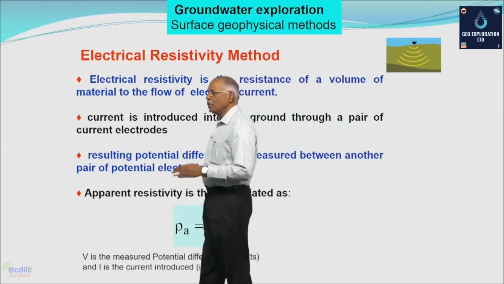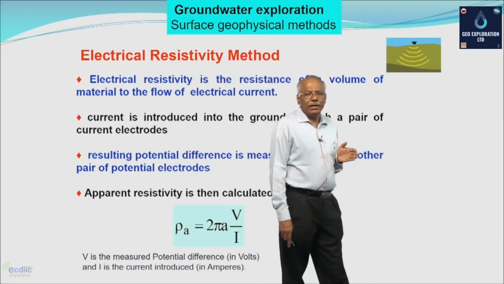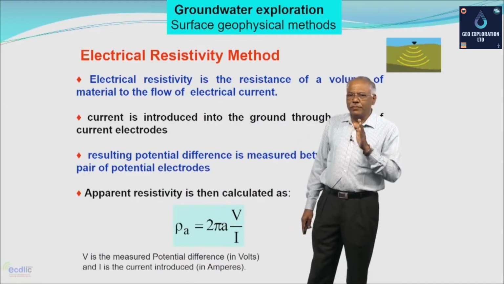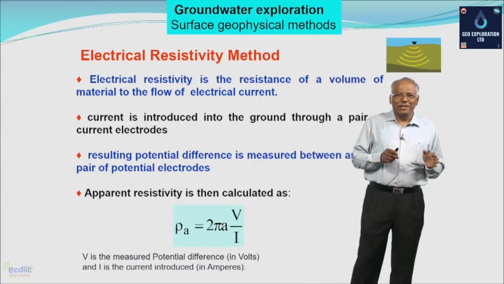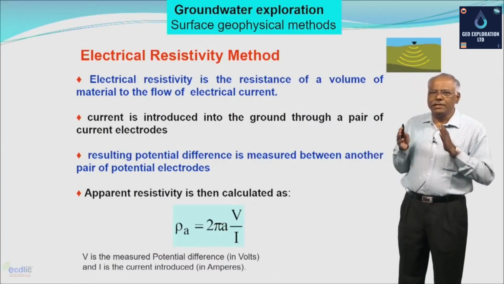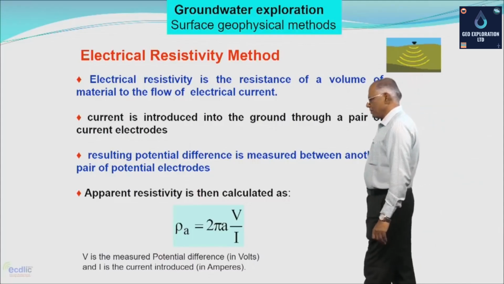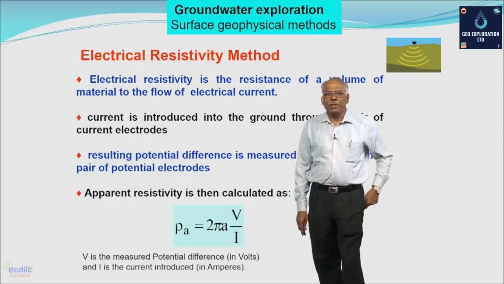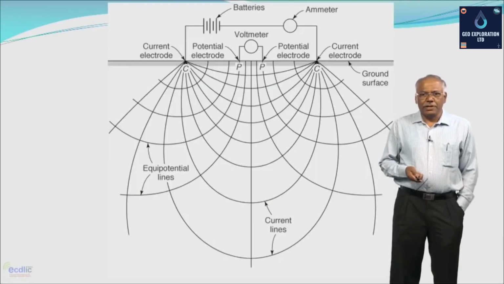For example, rho apparent is equal to 2 pi a delta V by I, because we use 2 pi a because of the half space geometry concept, and then delta V is the potential difference, I is the amount of current that we pass through the current electrodes or pair of current electrodes, and therefore, it is possible for us to get apparent resistivity by using the electrical resistivity technique.